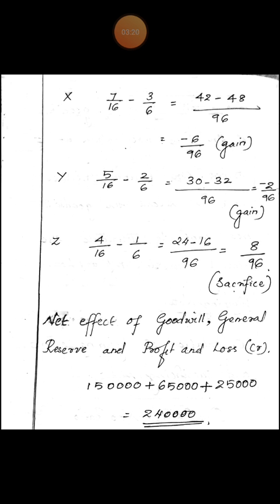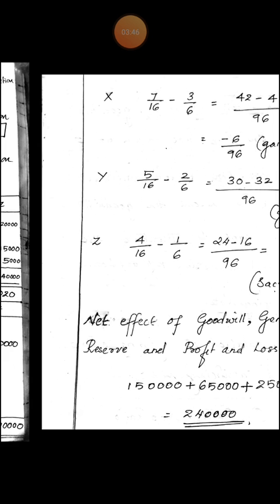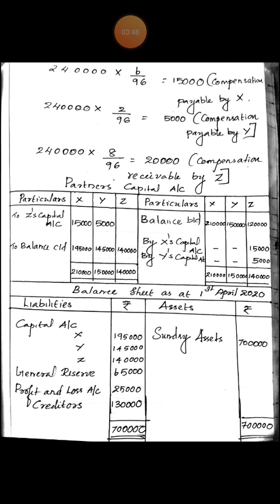X and Y are the gaining partners. So X and Y should compensate Z. The amount of compensation is calculated on the basis of the net effect of goodwill, general reserve and profit and loss. Goodwill is 1,50,000, general reserve 65,000 and profit and loss credit 25,000. Total 2,40,000.